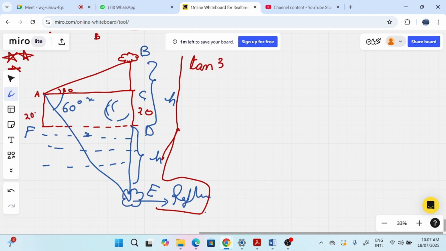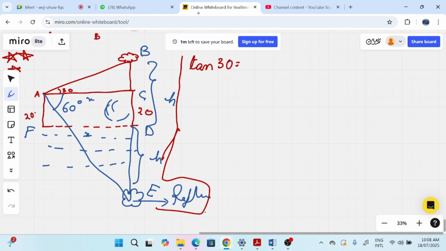Ma'am, they're just asking the distance from the point A. So, ma'am, we don't need to do all that, right? Otherwise, we cannot get it. Because we just need to find AB. So how will you find AB? X's value is not there. H's value is not there. Only thing we have is these two angles and that 20 meters.